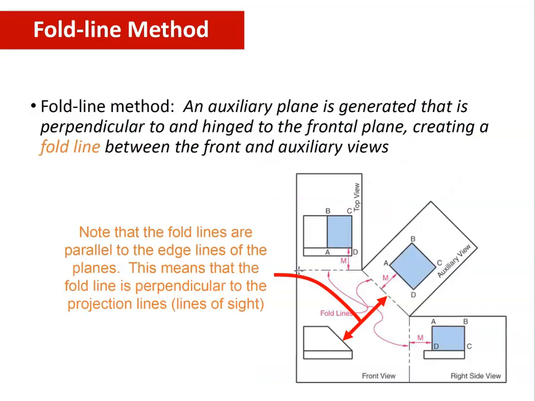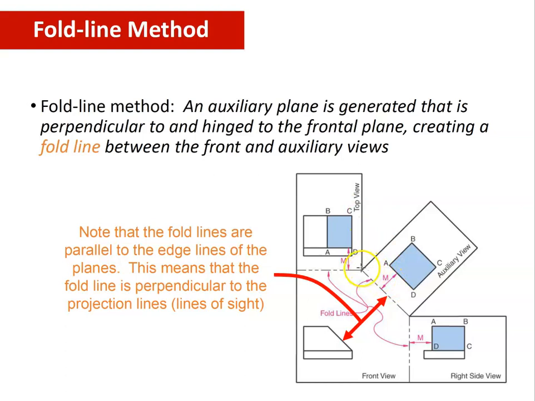So how do we do it? You use the fold line method. An auxiliary plane is generated that is perpendicular to and hinged to the frontal plane or the front view, creating a fold line between the front and the auxiliary view. So what is a fold line?